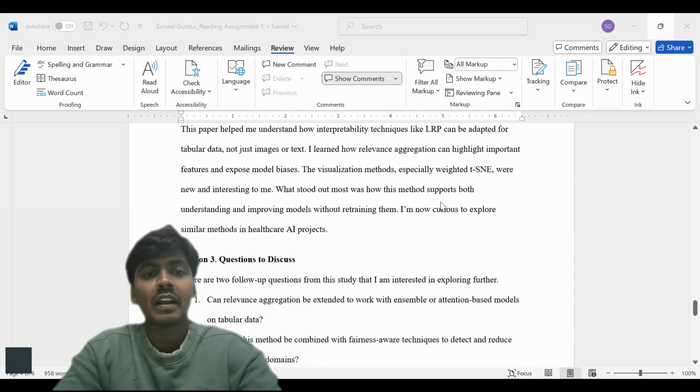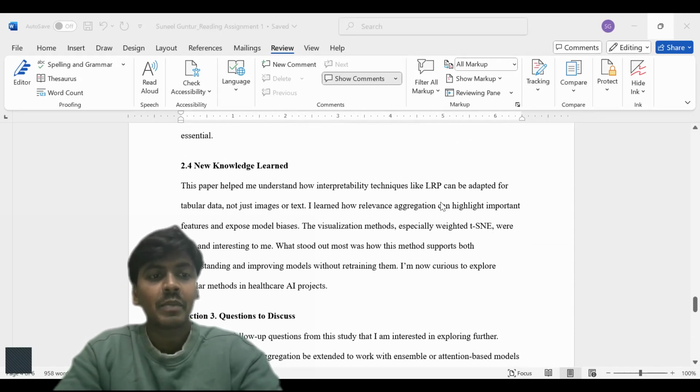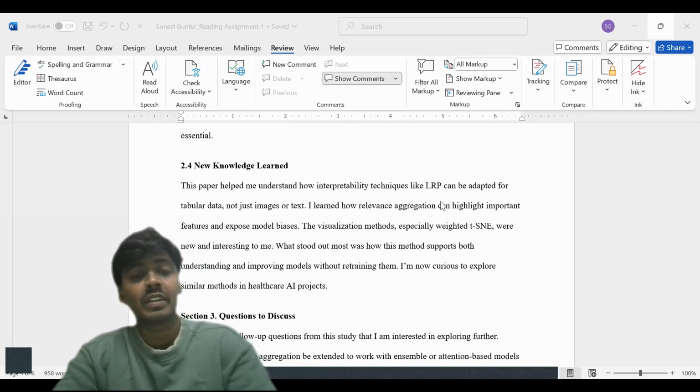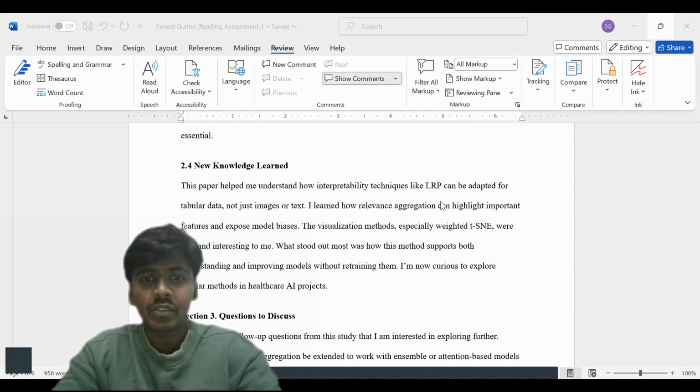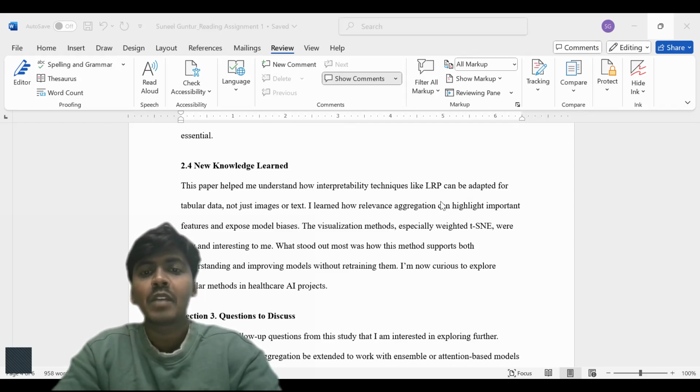Coming to the new knowledge learned, this paper helped me understand how interpretability techniques like LRP can be adapted for tabular data, not just images or text. I learned how relevance aggregation highlights the important features and exposes model biases. The visualization methods like weighted TNB were new and interesting to me. What stood out most was how this method supports both understanding and improving models without retraining them.